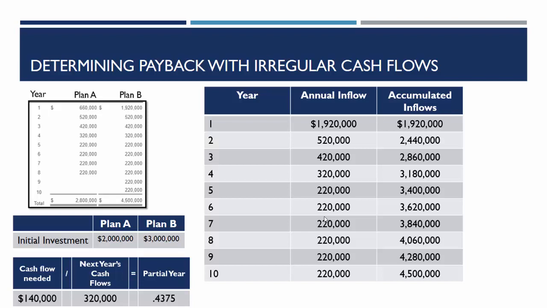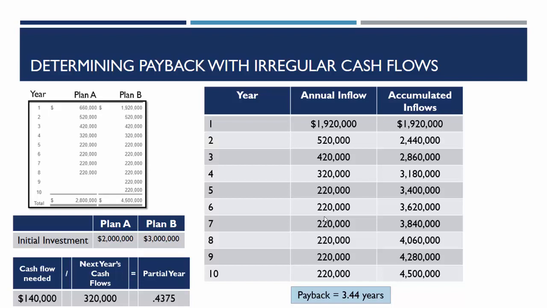Well, if we take that 140,000 and divide it by year 4's inflows of 320,000, this is going to tell us what part of the year is going to have to pass for us to get paid back our 3 million in total, and it comes out to be 0.4375. So if we round off to the nearest hundredth, Plan B has a payback of 3.44 years.